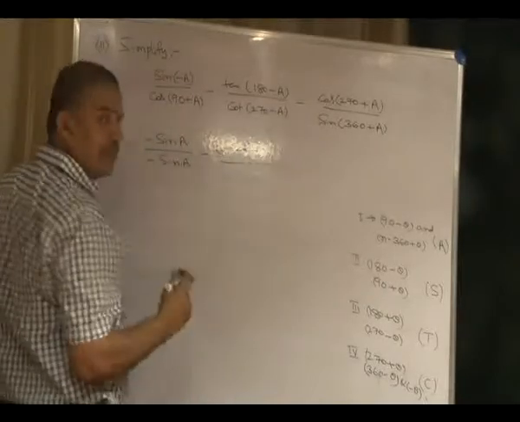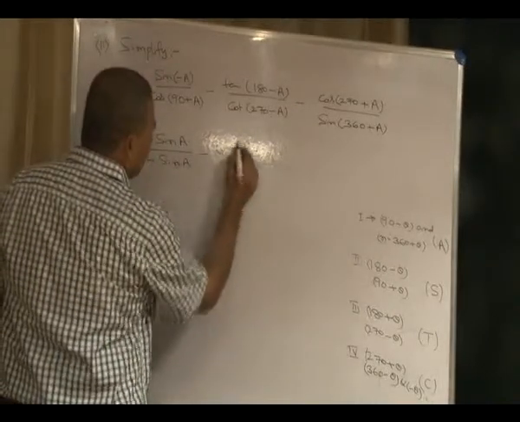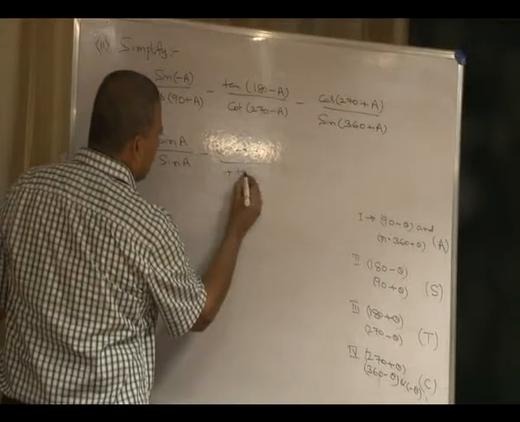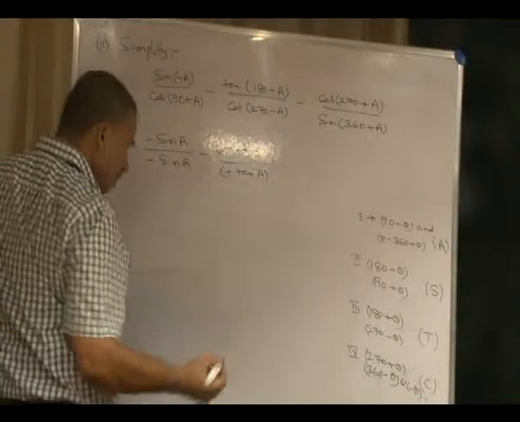Then 270 minus a comes under the third quadrant. In the third quadrant cot is positive. In 270 minus a, cot changes to tan, that is tan a.